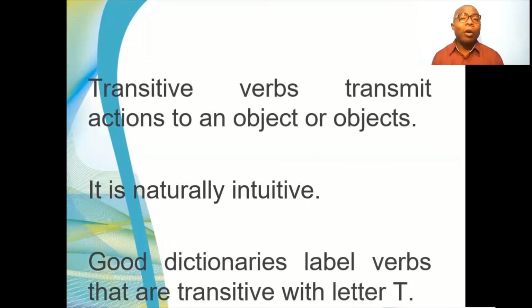Now, if you are in doubt, good dictionaries label verbs that are transitive with the letter T. Now that we are on transitive verbs, when you open good dictionaries, Oxford, Cambridge, Longman, name them, they label transitive verbs with the letter T. And they give examples so you could tell what it means to use a verb transitively.